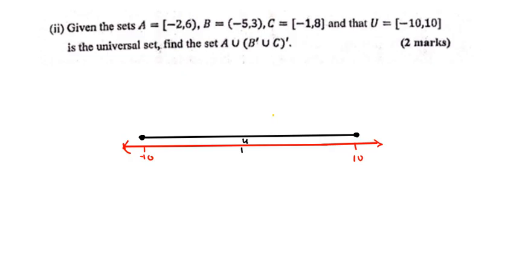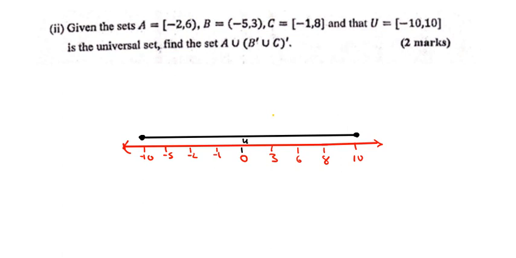Okay, 0 there. How many negatives do we have? We have negative 1, negative 2, and negative 5. We also have the positives: 3, 6, 8. Alright, so that's our U.